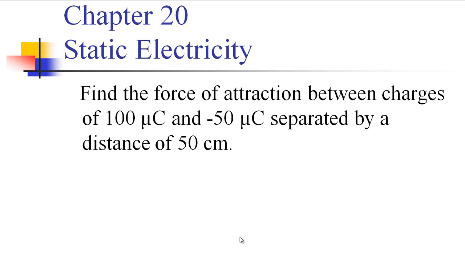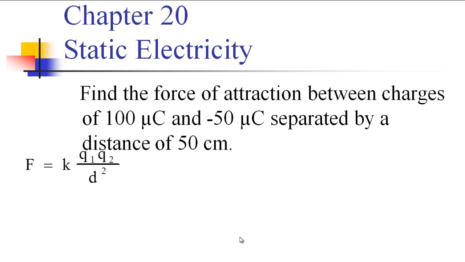So the easiest way to do this part is just to do problems. Find the force of attraction between charges of 100 microcoulombs. Micro means times 10 to the minus 6, so that's 100 times 10 to the minus 6, and negative 50 microcoulombs, separated by a distance of 50 centimeters. Now you can leave the units in microcoulombs, but you should probably convert it because our units for K are in regular coulombs.